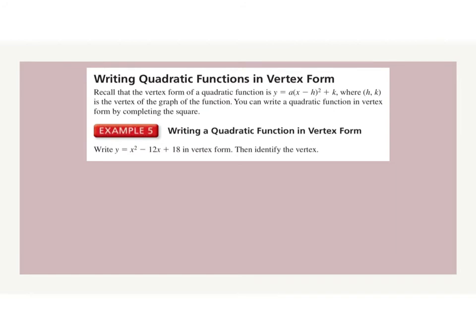Alright, so the last thing we're going to do in 3.3 is write our quadratic function in vertex form. So if you notice when we had our binomial squared, it looks a lot like our vertex formula. So we are going to complete the square, get our binomial squared, and then we can identify our h and our k from our binomial.